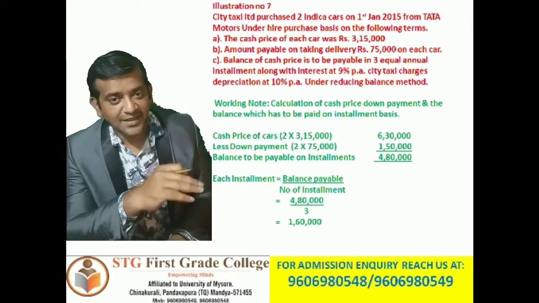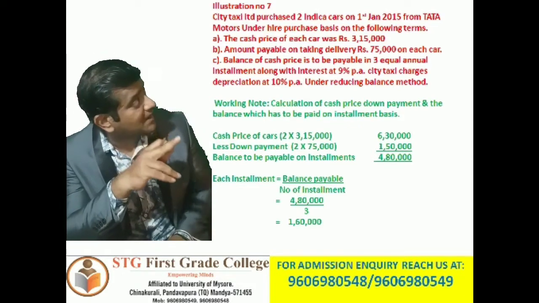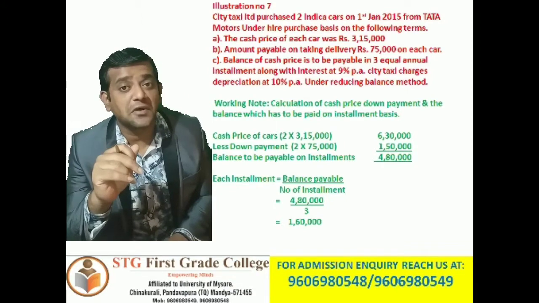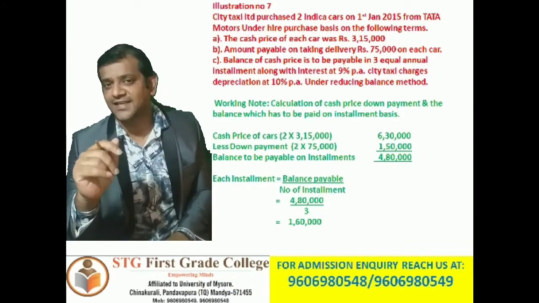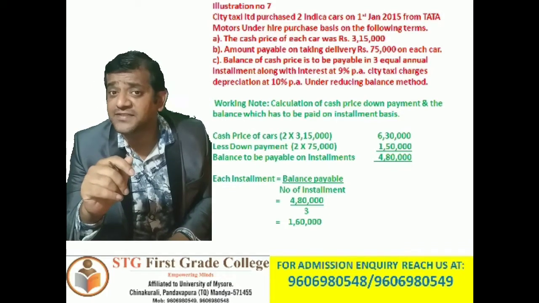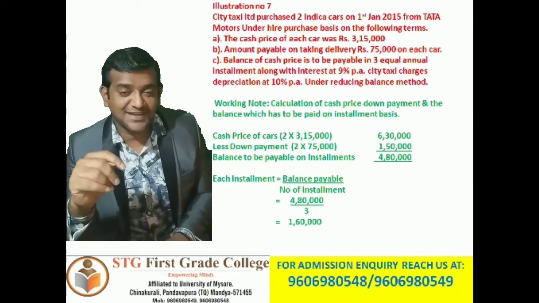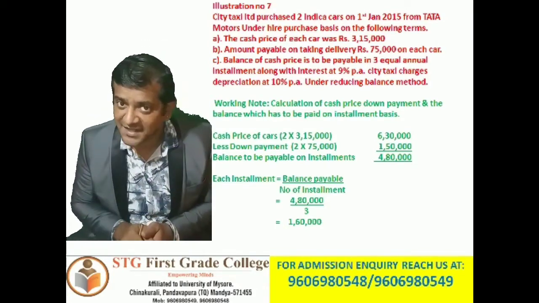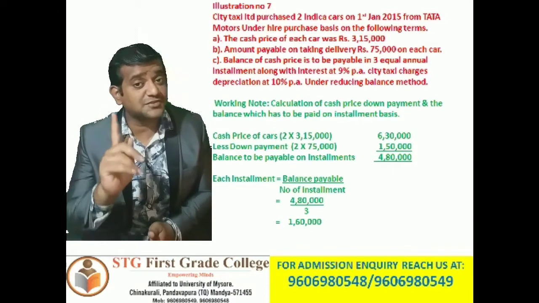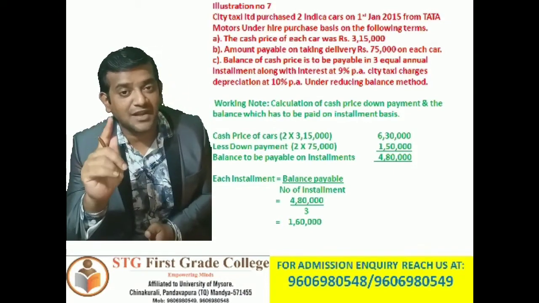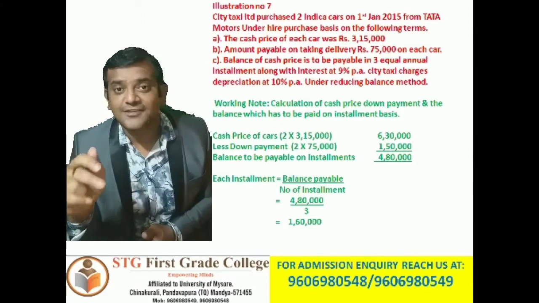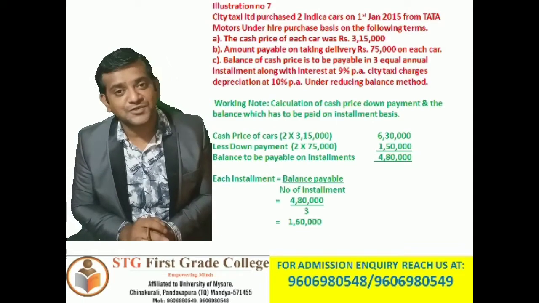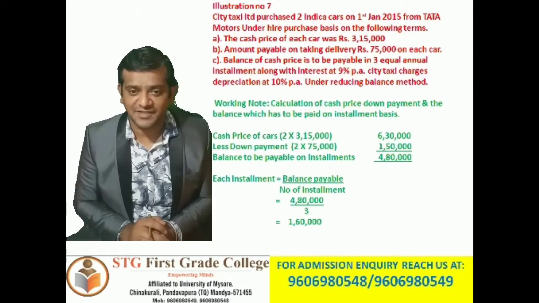Point number B clearly says amount payable on taking a delivery is rupees 75,000 on each car. So while taking the delivery, how much you are supposed to pay? 75,000. At the time of taking a delivery, if I am paying 75,000, that is nothing but a down payment, correct? But 75,000 is on each car, he clearly said. So how many cars have we bought? We have bought 2 cars. So that means 75,000 into 2, that comes to 1,50,000.